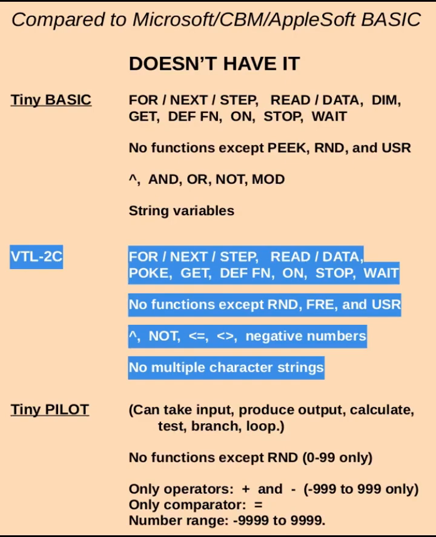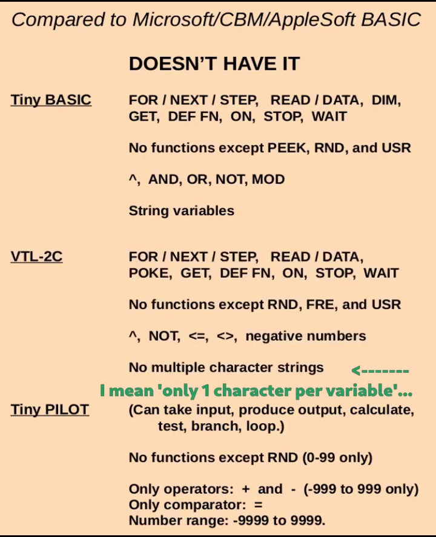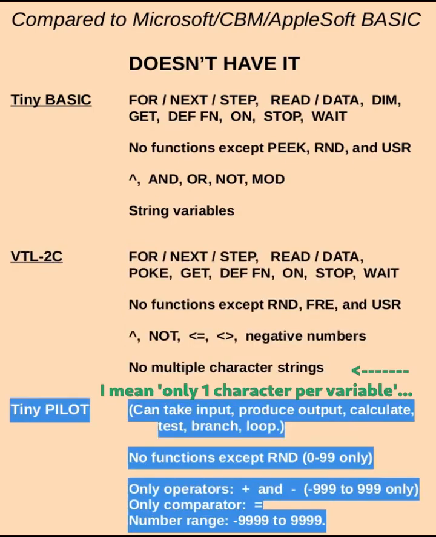Critically, though, there are no negative numbers in Very Tiny Language. That does involve some thinking. And it can be done, but anyway. And the last thing to remark here is that there are no multiple character strings, just a single letter.